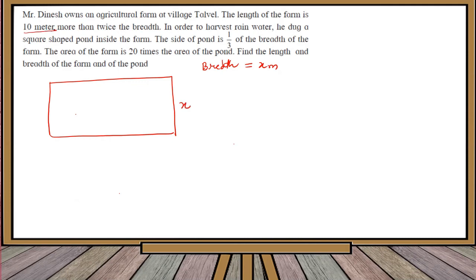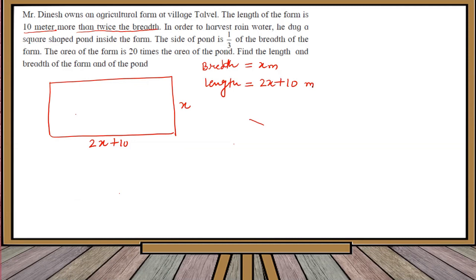It is 10 more than twice the breadth. So this would be 2x plus 10. So according to the situation, the length of the farm becomes 10 more than 2 times the breadth, 2x plus 10 meters. Okay. In order to harvest rainwater, he dug a square-shaped pond inside the farm.